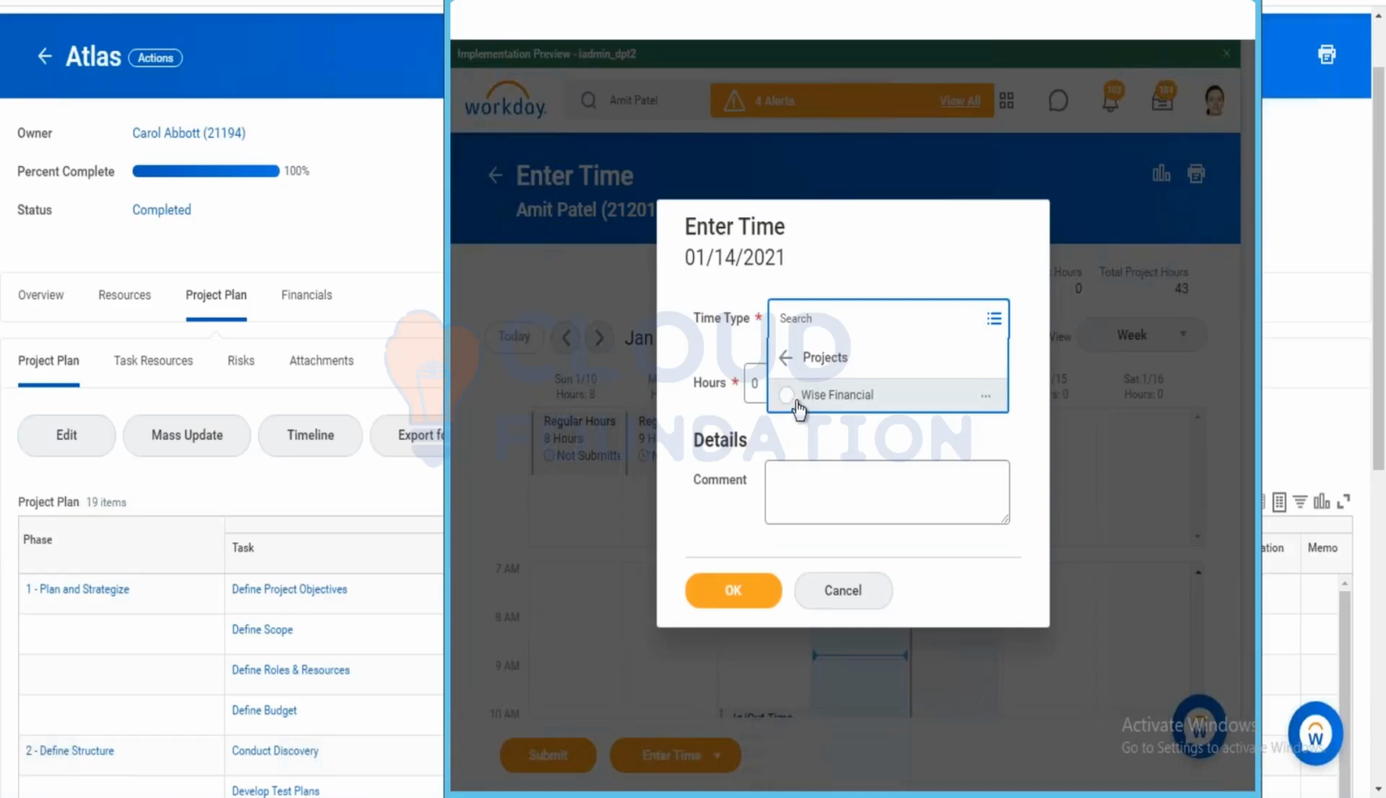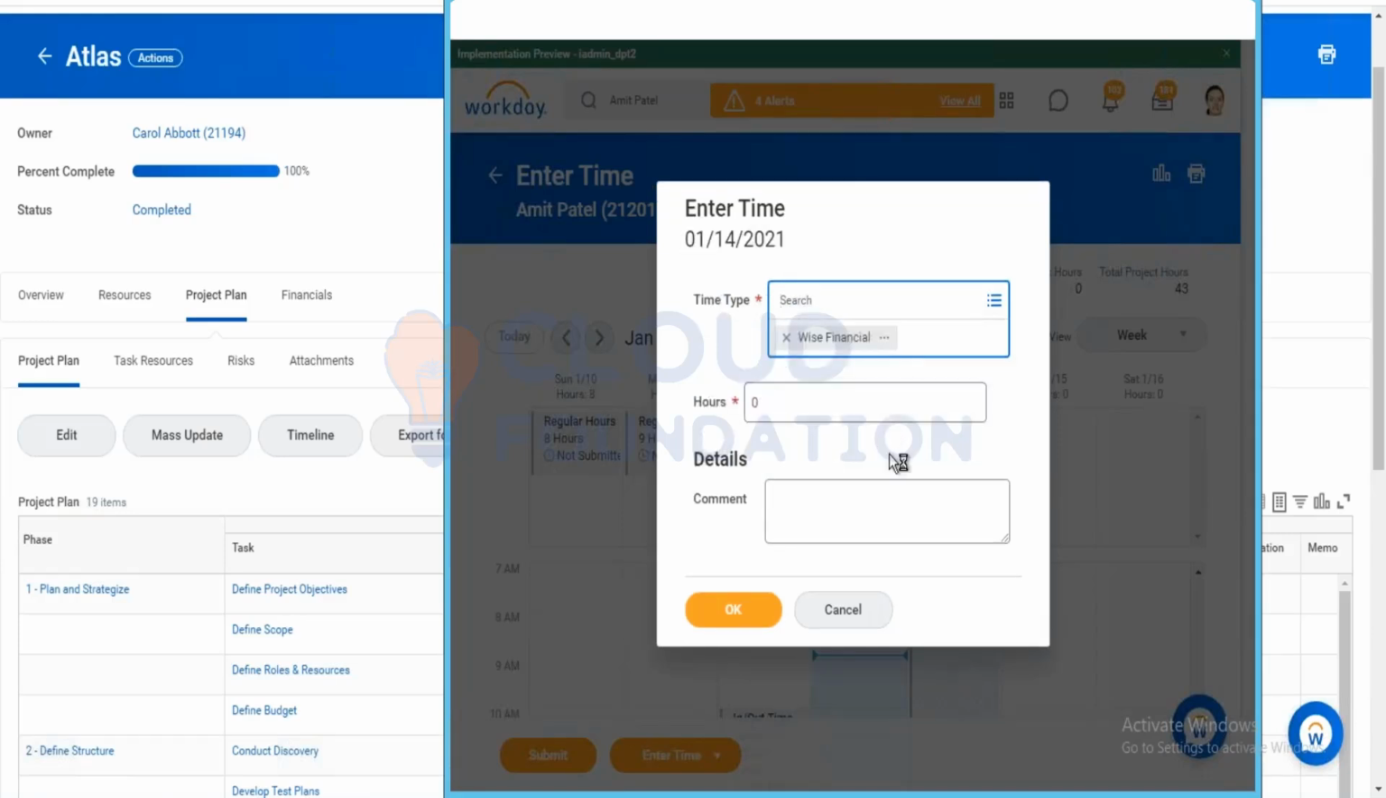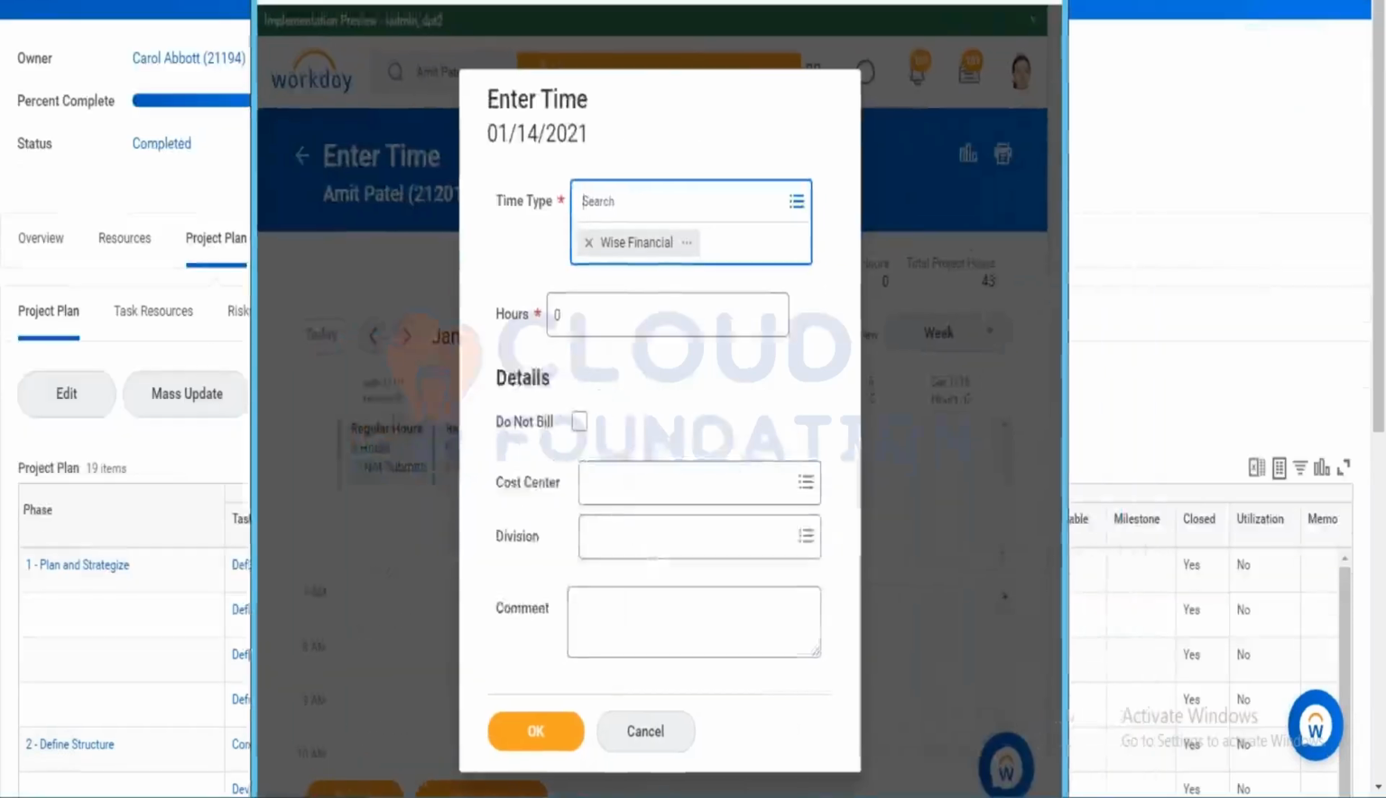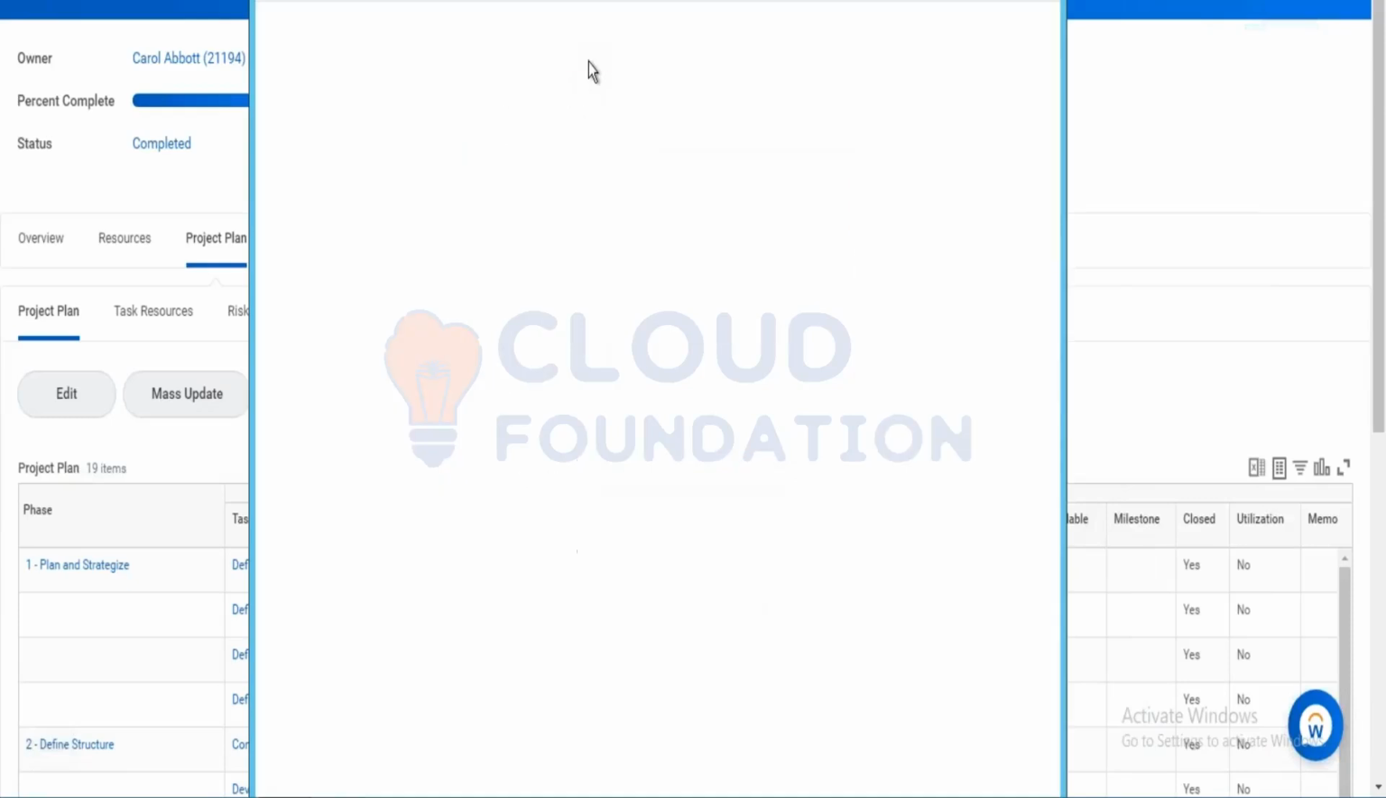Finally, as of now, Amit is in Vice Financials. He enters the hours in Vice Financials. He is not able to see anything. He just sees do not bill, cost center, division, and comment. Do not bill means these are internal hours. Now let's see his time entry template, what has been done under his time entry template.